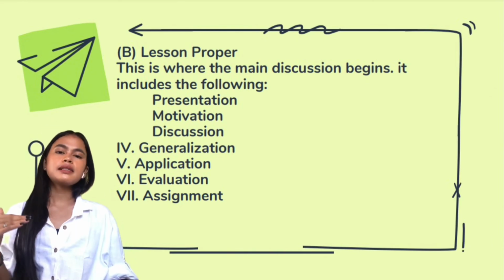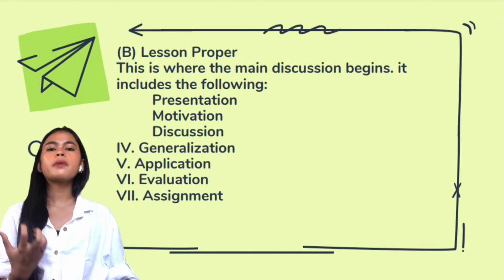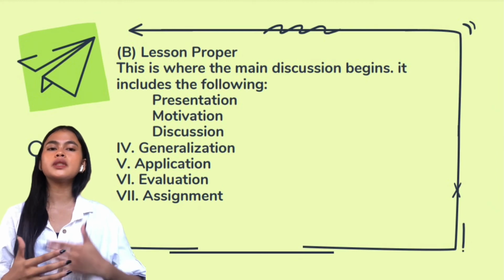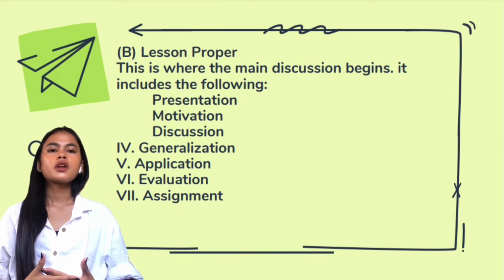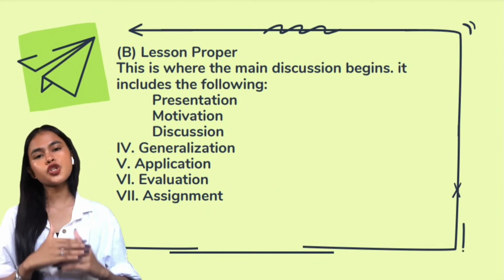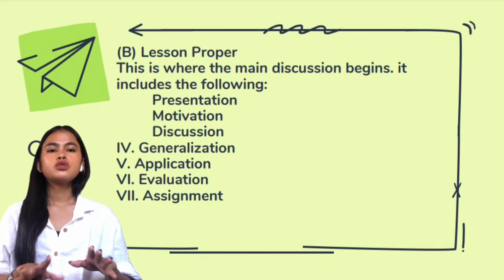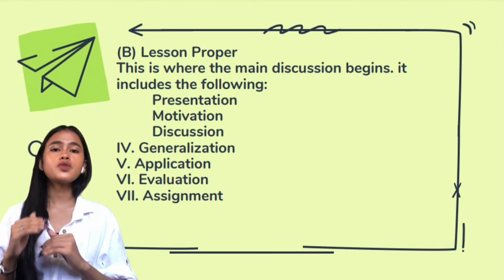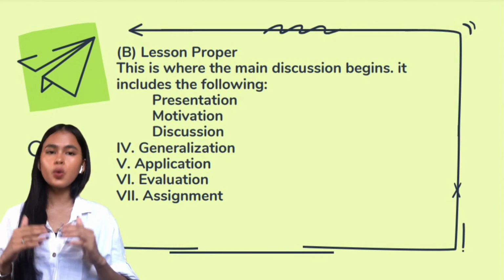The next is the discussion. Here, the teacher would do the proper and whole discussion with all its details. And the fourth part is generalization. Here, the teacher would ask random questions related to the discussion, trying to see what the students have learned, and will summarize the whole thing.